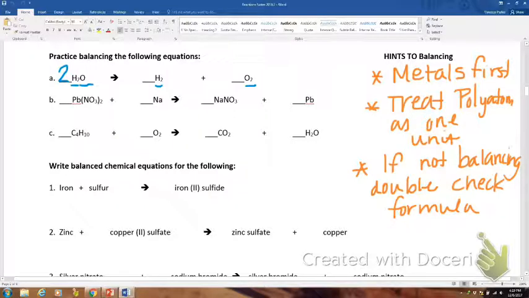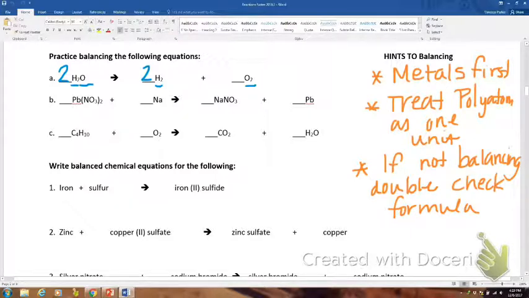So now my oxygen's balanced, but now my hydrogen's not. So hydrogen would be a total of 4 on the reactant side, and I only have 2 on the product side, so I'm going to add another 2 here. And then I do a double check. 4 hydrogen on both sides, so that's balanced, and 2 oxygen on both sides, so now that's balanced.